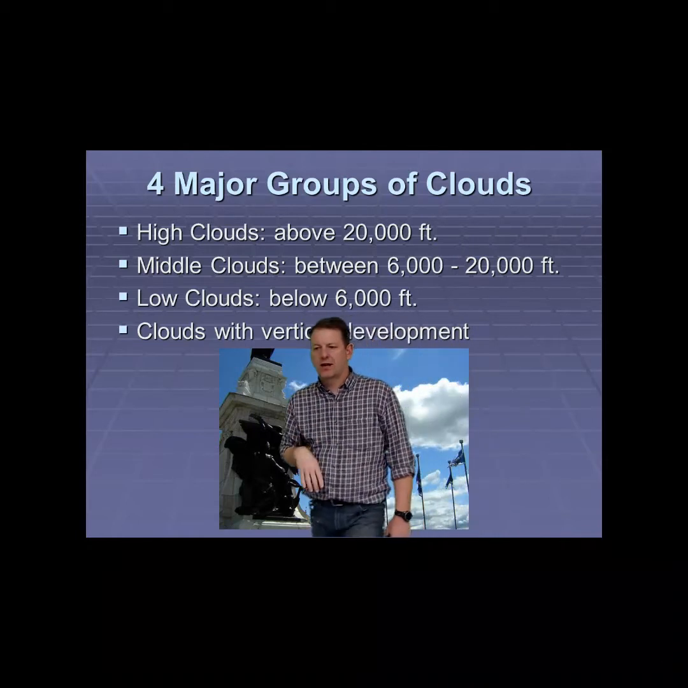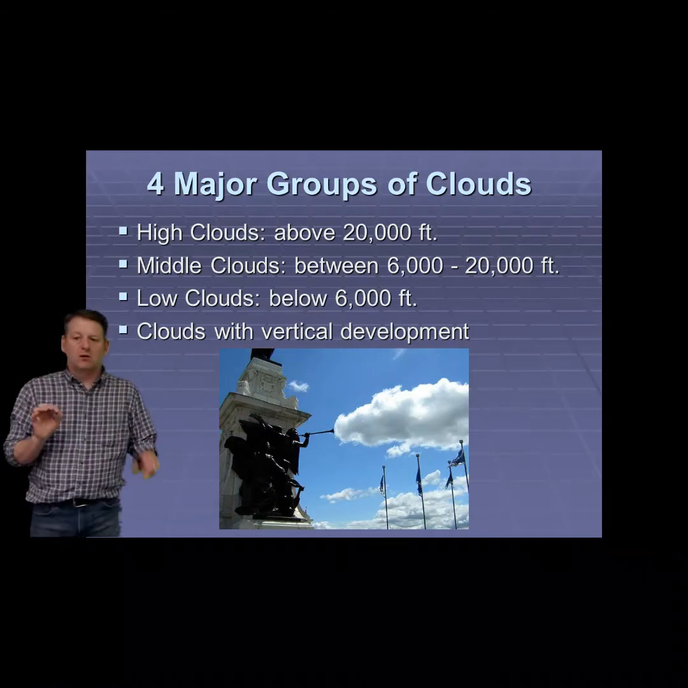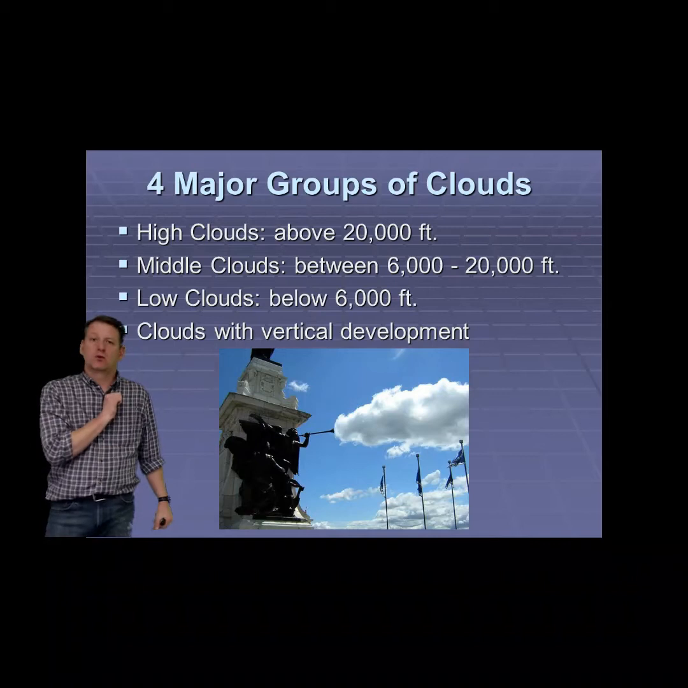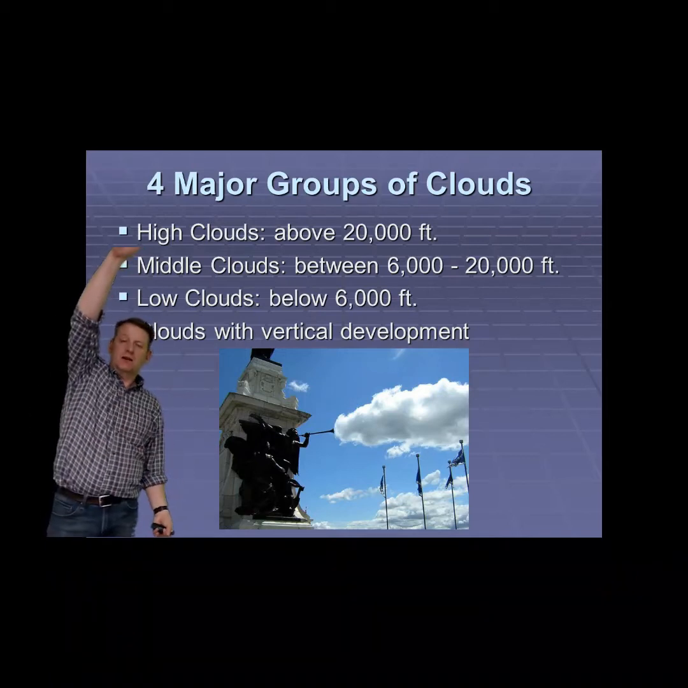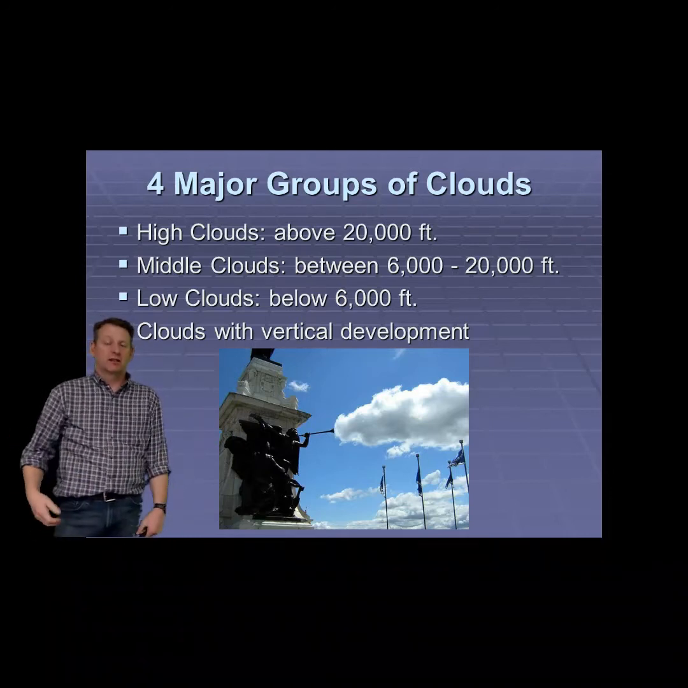And then of course we have what we call clouds with vertical development. Now, clouds with vertical development are clouds that are definitely going to be massive thunderstorms. They're going to go all the way from 6,000 feet all the way up to 20,000 feet, and they can actually develop a lot of strength and energy from that.